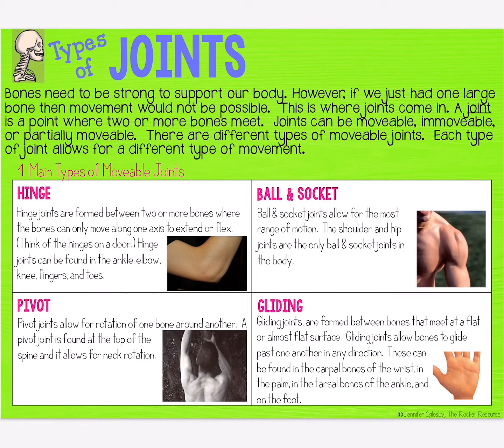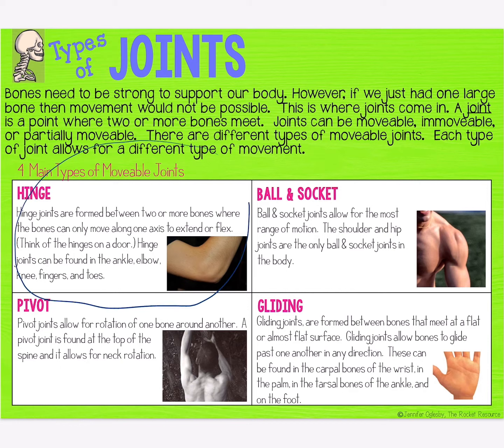Types of joints. Bones need to be strong to support our body. However, if we just had one large bone, then movement would not be possible. This is where joints come in. A joint is a point where 2 or more bones meet. Joints can be movable, immovable, or partially movable. There are different types of movable joints, and each type of joint allows for a different type of movement.